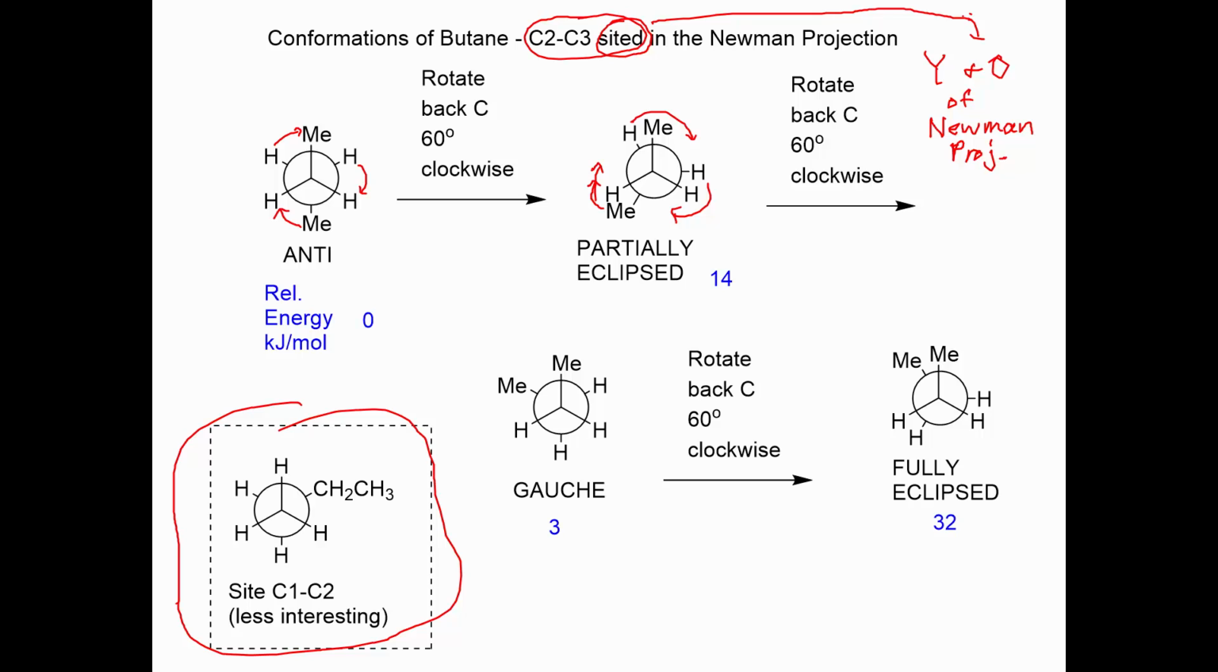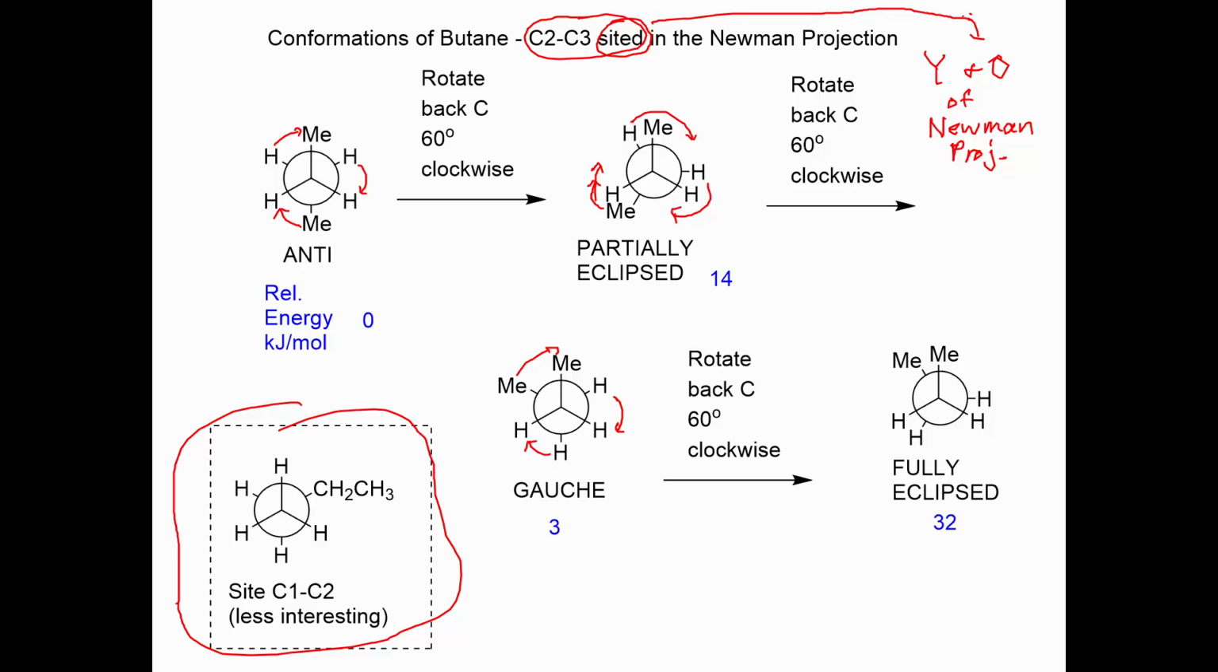We're going to rotate the back carbon another 60 degrees in the clockwise orientation. And here we get to what we call the fully eclipsed conformation, which is much higher in energy than any of the others, 32 kilojoules per mole higher in energy. And this has the methyls really right on top of each other.